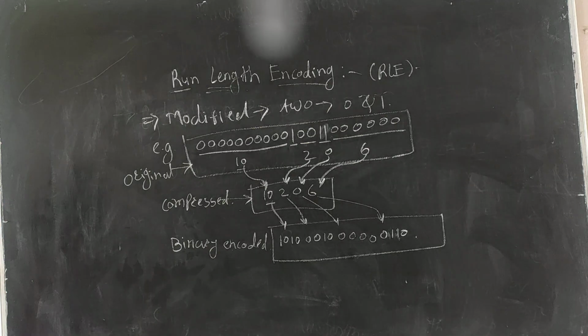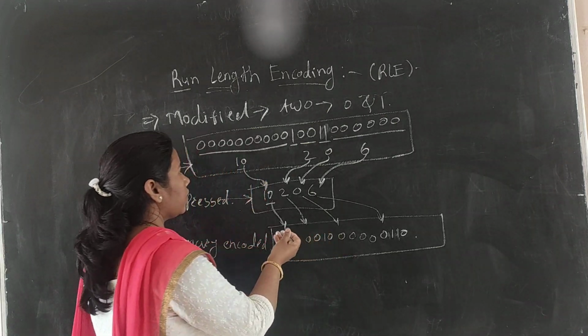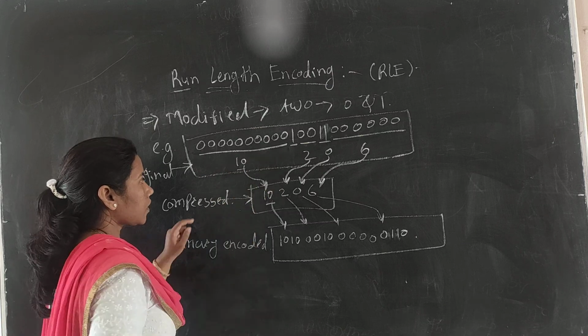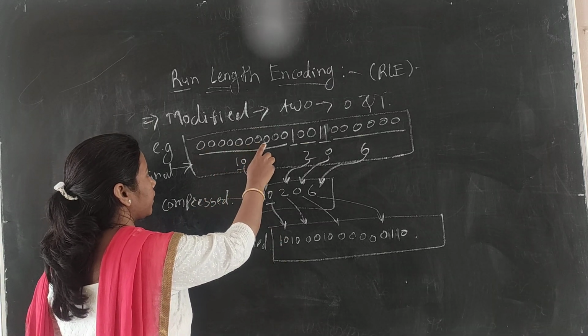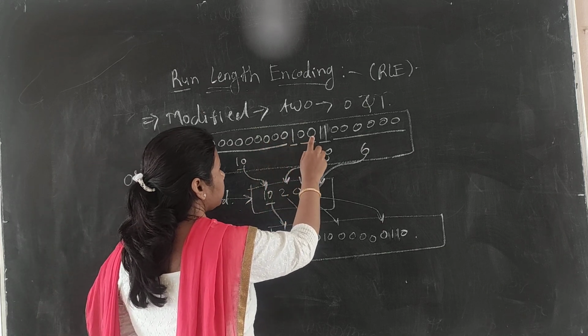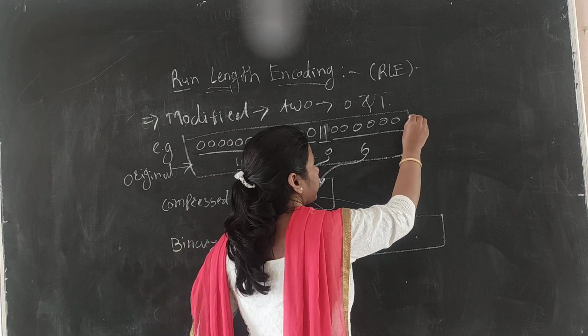That means there is a string of bits in this way. Here we require how many bits in the string? 1 2 3 4 5 6 7 8 9 10 11 12 13 14 15 16 17 18 19 20 21.